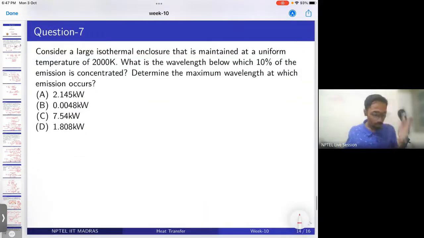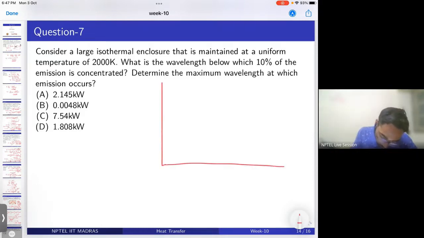Next, we will move on to the next question. Consider a large isothermal enclosure that is maintained at a uniform temperature of 2000 Kelvin. What is the wavelength below which 10% of the emission is concentrated? Determine the maximum wavelength at which the emission occurs. So we know, I hope you already watched the lectures.